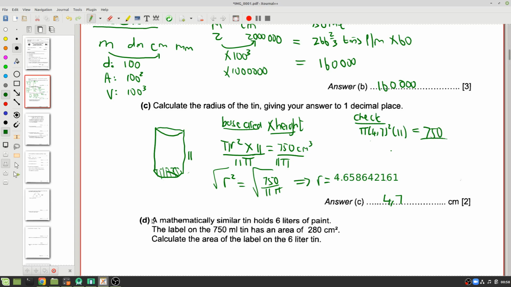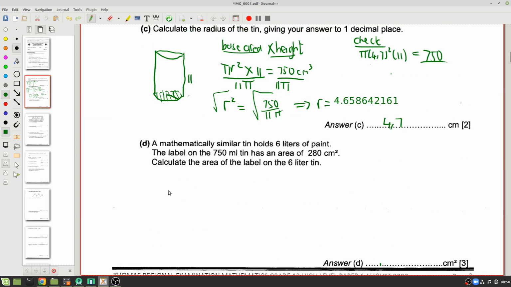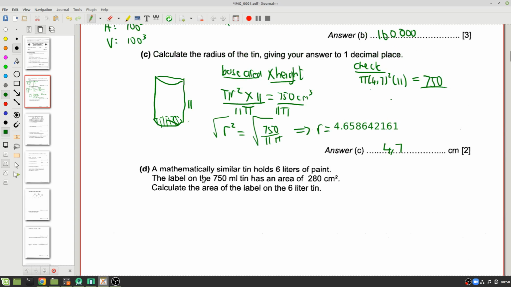All right, question D. So that'll be the last part for question 1. A mathematically similar tin. Okay, what does that mean? Mathematically similar means if we make the tin larger or smaller, all the parts of it go larger or smaller by the same ratio, right?